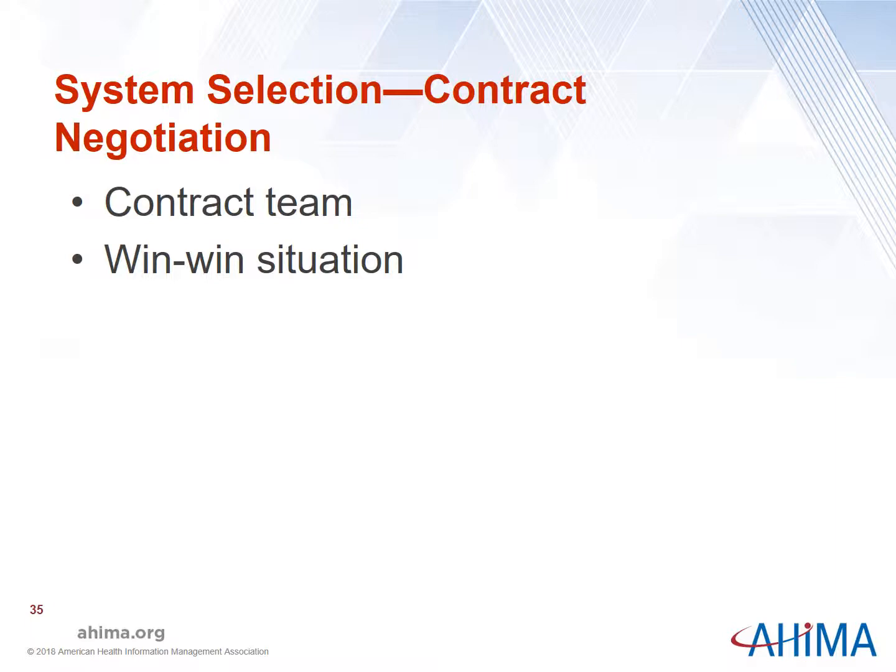The last step is the contract negotiation. Typically, a contract team and not the project team negotiates the contract. The negotiating team should include at least the CIO and attorney. The goal of the contract negotiation is a win-win situation.